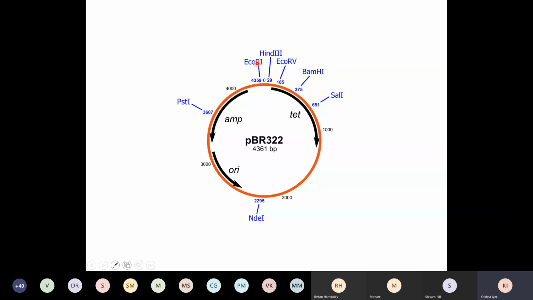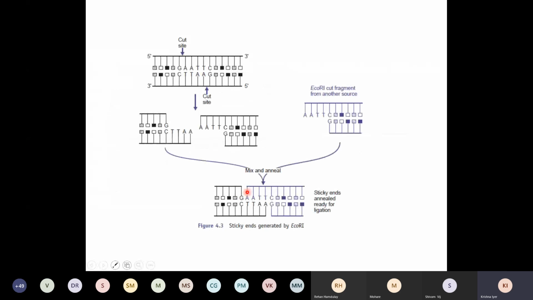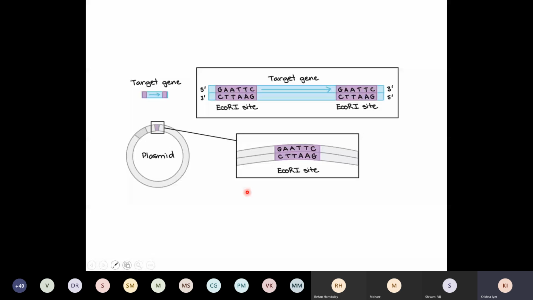So if I treat with EcoRI, it will cut only here. It will not cut anywhere else. Likewise, if you look at pUC, it has many restriction sites, but there is no repetition. EcoRI only cuts at one place. It doesn't cut anywhere else. That is something you have to realize: when I use a vector, I use a vector which can be cut by the restriction enzyme only at one point.